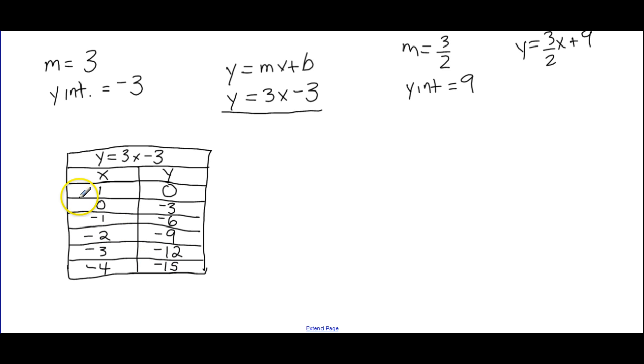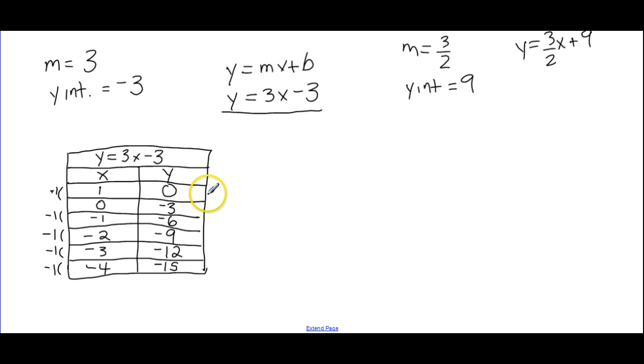Now let's go back to our check here. If I want to prove that it's a straight line, I have to have a constant rate of change between each of these x values and a constant rate of change between each of these y values. So the difference between 1 and 0 is -1. 0 and -1 is -1. -1, -2 is -1. -2, -3 is also -1. And -3, -4 is -1. So we have a constant rate of change of -1.